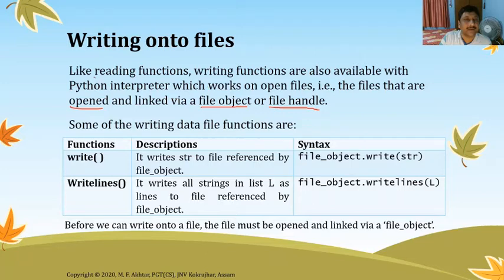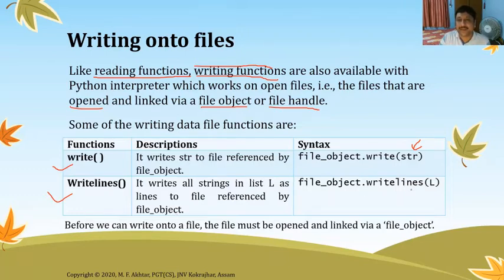Then similarly, as reading functions are there, writing functions are also there. See some of the writing functions. There are only 2 write functions here. First is the write function, and second one is the writelines function. It writes a string, the given string, to the file referenced by the file object. This is the syntax: file object dot write, then the string. Whatever we want to save in the file, we have to give as a string here. And the writelines function writes all strings in list L as lines to the file.